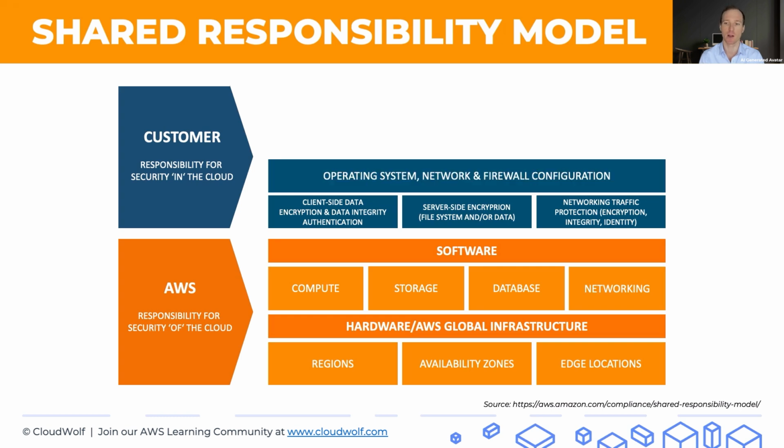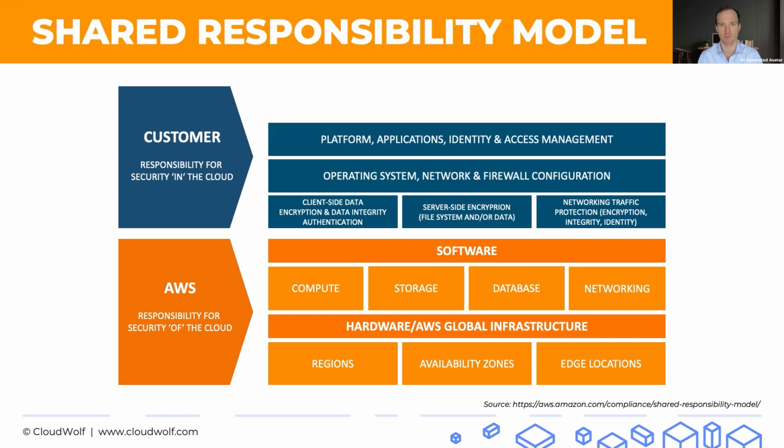Next, we are responsible for operating systems, network, and firewall configuration. For example, let's say we want to install Linux or Windows on our EC2 instance. We'll be responsible for installing and configuring that operating system, and making sure that it's patched, that it's up to date, and that it's secure. We're also responsible for platforms, applications, and identity and access management.